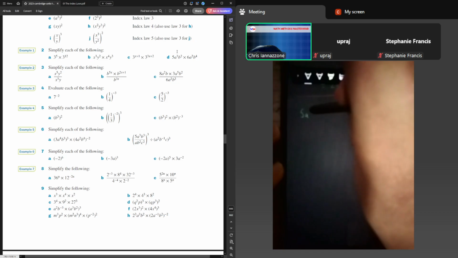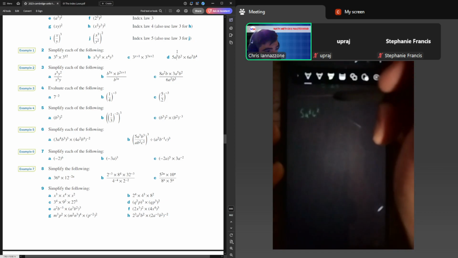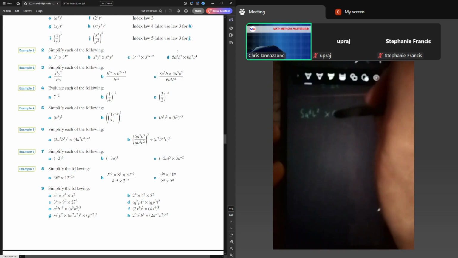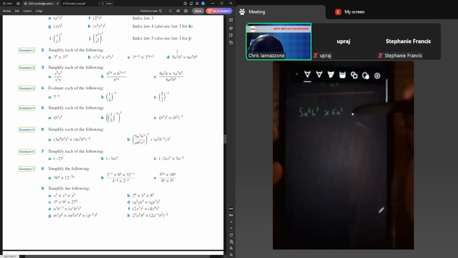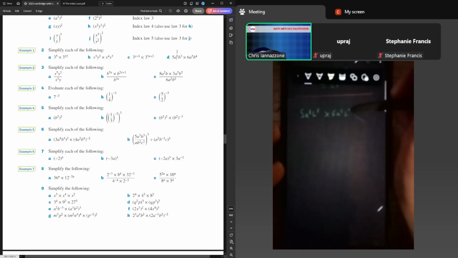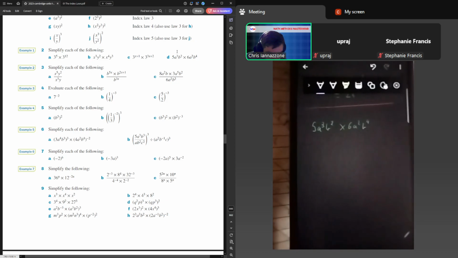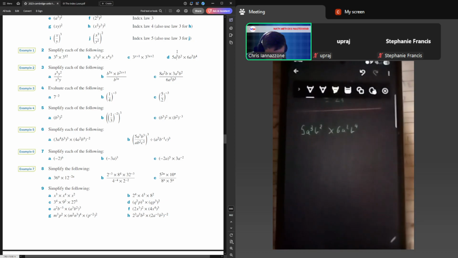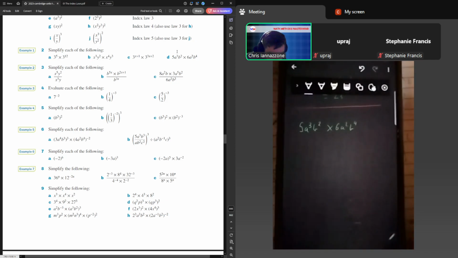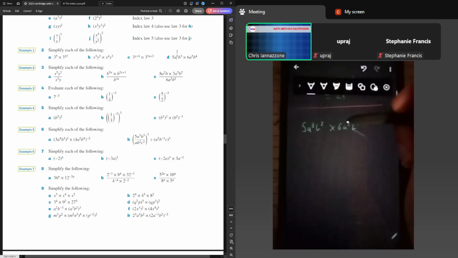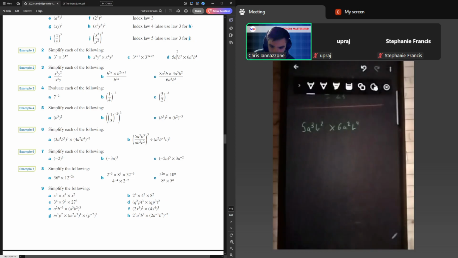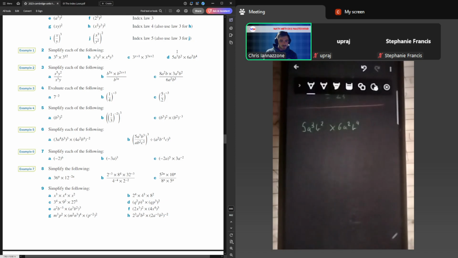5a cubed b squared times 6a squared b to the power of 4. Alright. Well, maybe you do have to refer to the textbook if it's not going to stop being blurry. My god. There we go. Cool. Alright. I'll throw it back to you guys now. What kinds of things can we do to simplify this? There's no solving as such, more so just trying to get it down to its simplest form.